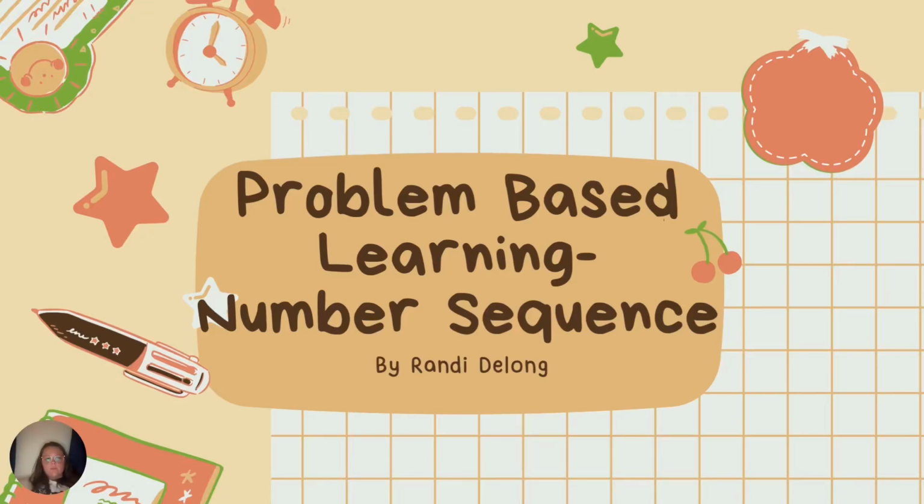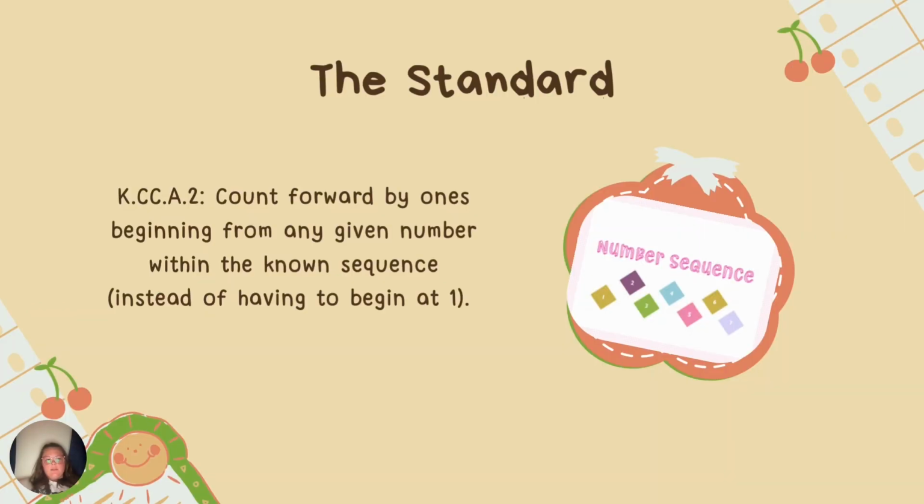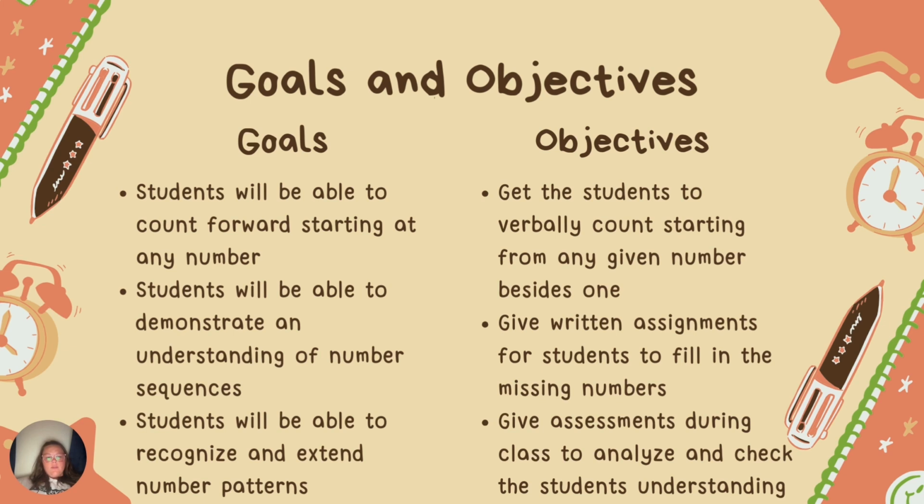Problem-based learning with number sequence. The standard I chose was KCCA2: count forward by ones beginning from any given number within the known sequence, instead of having to begin at 1. The goals for this standard are students will be able to count forward starting at any number, students will be able to demonstrate an understanding of number sequence, and students will be able to recognize and extend number patterns.